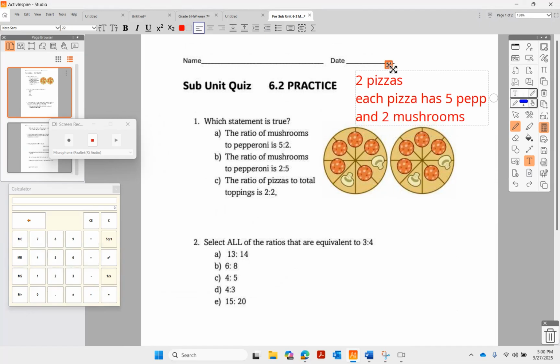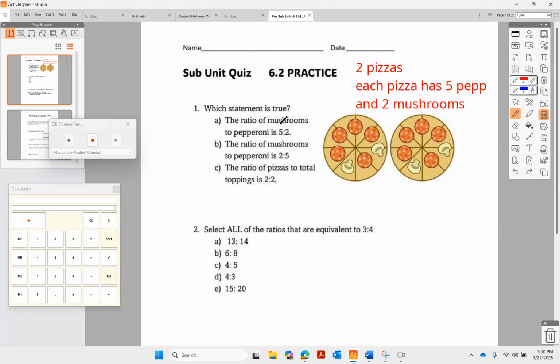Okay, so let's look here. The ratio of mushrooms to pepperoni is 5 to 2. Well, that does match 5 to 2, what I found here, but this says mushrooms to pepperoni. It's actually 5 pepperonis to 2 mushrooms. So the ratio of mushrooms to pepperoni, mushroom is first, mushroom is 2, pepperoni is 5. So that's correct. The ratio of pizzas to total toppings is 2 to 2. Nope. That's not it. So answer number 1 is B.